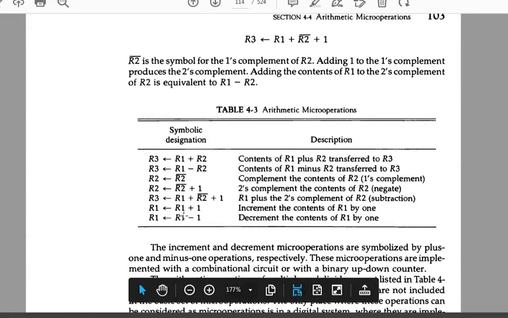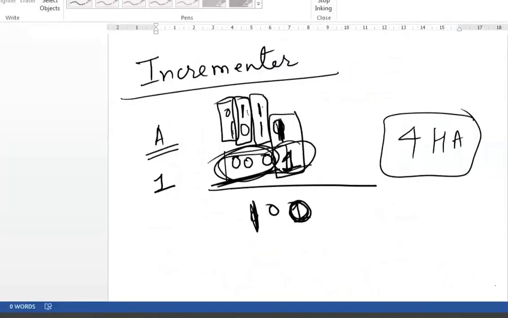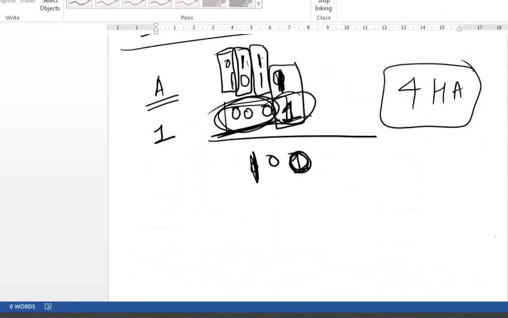Can anyone tell me how I can design this? You have understood all these circuits. If I ask you to build a circuit, you will be able to design this. R1 plus R2 by adders. Then, you know how to find complement, right? You know how to carry out subtraction. First let us see the circuit, and then you tell me how you are going to implement the decrementer.